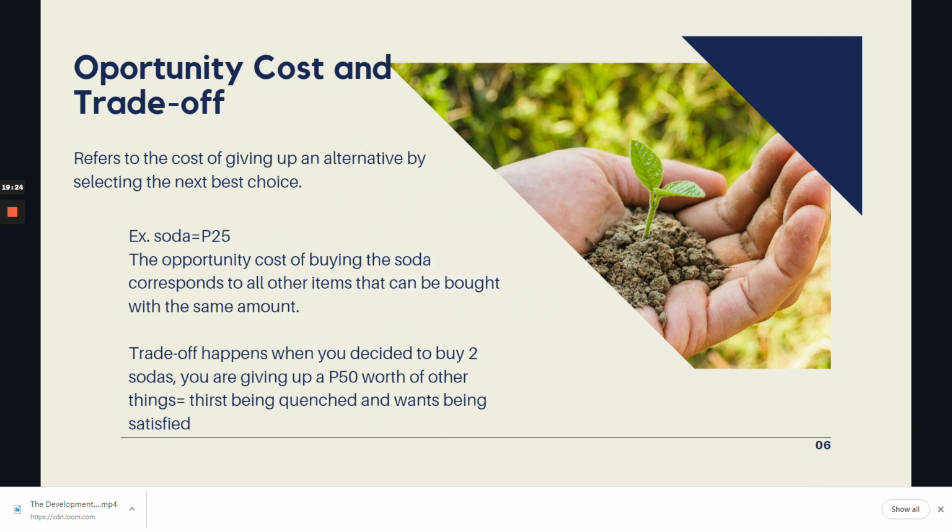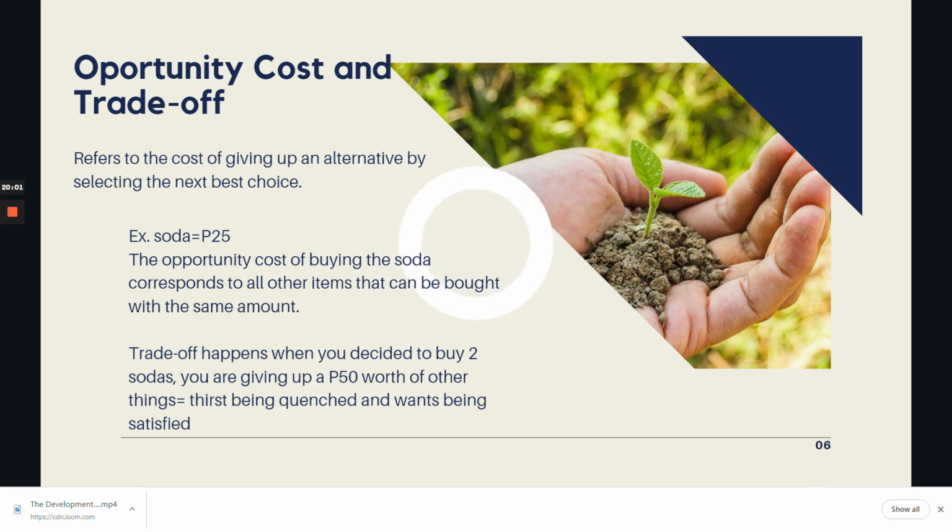And the more we have of this good, the more we sacrifice those other things. So pinaka-example ani niya is soda or soft drink, which costs 25 pesos. The opportunity cost of buying the soft drink corresponds to all other items that cannot be bought with the same amount. So since ang 25 pesos nimo gibalit nimo og soft drinks, so ang opportunity cost ana niya is the cost of the other things that cannot be bought because nipalit na ka og soft drinks.